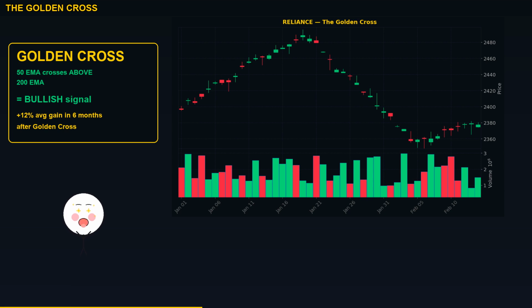When the 50 EMA crosses above the 200 EMA, it is called the golden cross. It means the short-term trend has turned bullish and is now pulling up the long-term trend. This is one of the most powerful buy signals in all of technical analysis. Studies show that stocks gain an average of 12% in the 6 months following a golden cross.